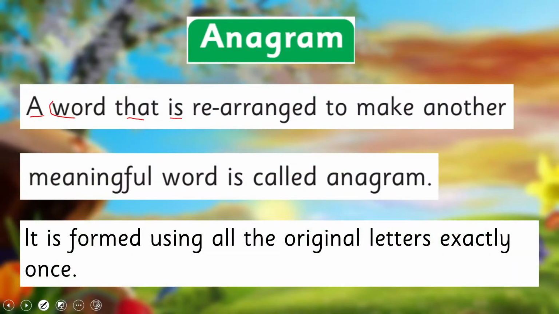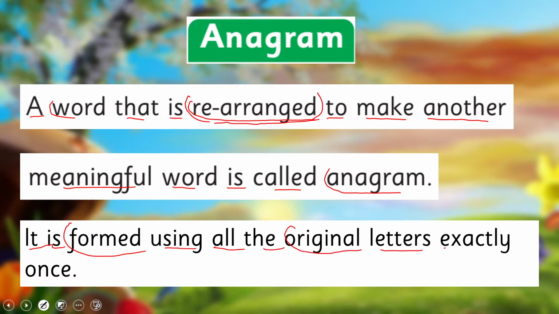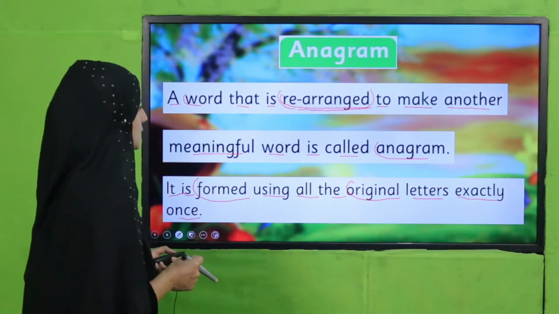A word that is rearranged to make another meaningful word is called an anagram. Yes, my dear students, rearranged means that we have to arrange the letters again. Any word we can rearrange to make another word, but that other word must be meaningful. It is formed using all the original letters exactly once. We can use all these letters just one time. Let's see a few examples.